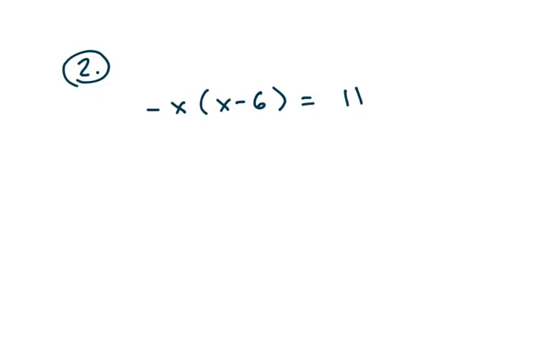Number 2. So here I want you to actually solve this by using the quadratic formula. So if you haven't done so already, pause the video, try it on your own. Otherwise, let's do it together. So I'm going to assume that you've tried it on your own. They're trying to intimidate you by having parentheses, but you're going to distribute. So we're going to get negative x squared plus 6x equals 11.